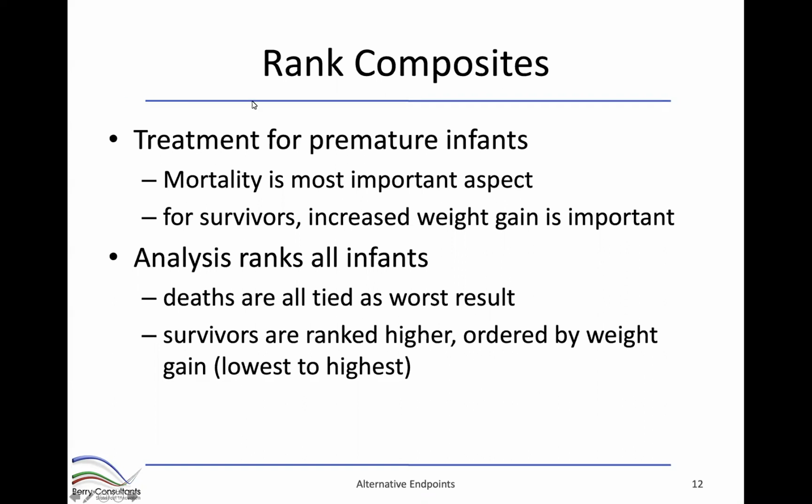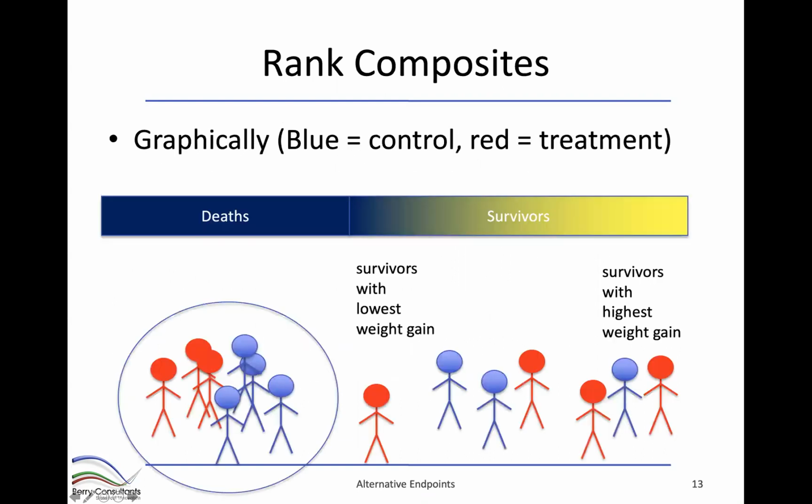If you want to do a rank composite, what's often done is your analysis first ranks all of the infants. So this is at the analysis. All of the deaths are tied together as the worst result possible. Then the survivors are ranked higher than the deaths. So all the survivors rank higher than the deaths, but they are also ordered by their weight gain, lowest to highest. And so we've got a graph of what this would look like.